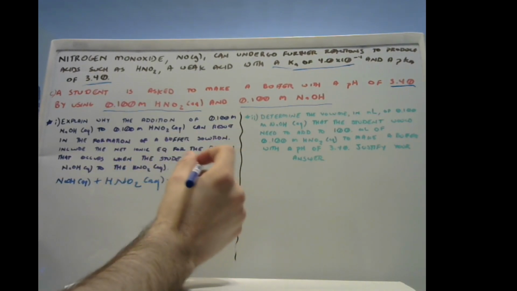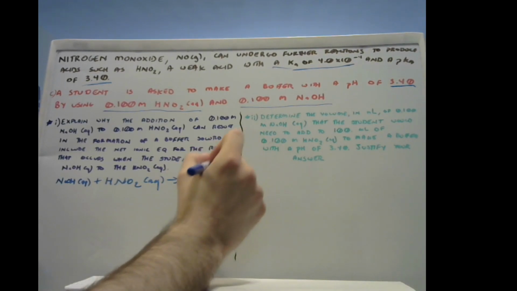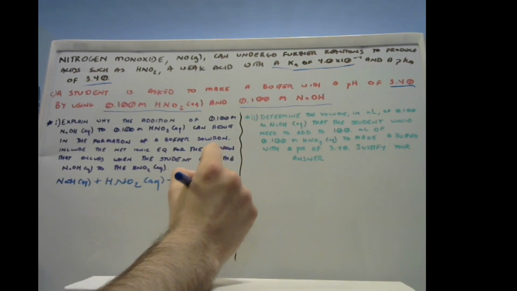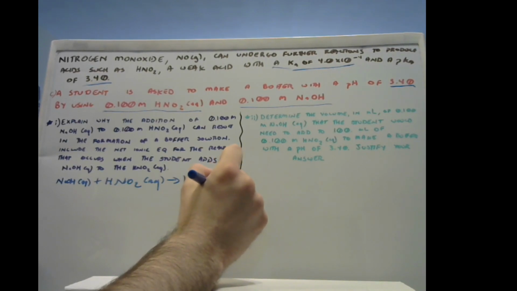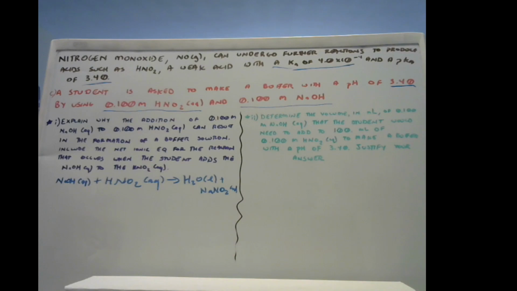And whenever I add an acid and a base, I'm going to get water. And in this case, sodium nitrite. Okay, so the net ionic equation has all the spectator ions, all the ions that sit around to do nothing, thrown out. So what we need to do here is take our formula equation, break it down to our complete ionic, where we have everything just split up.